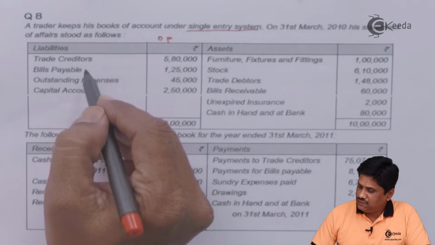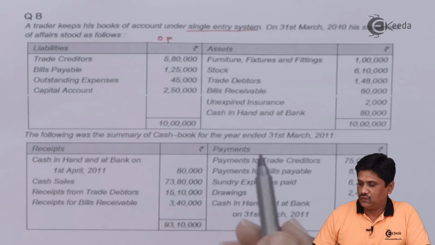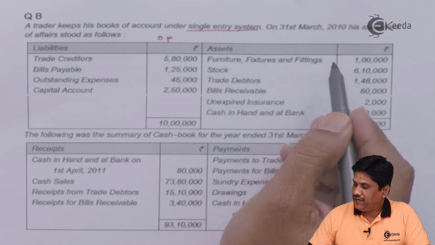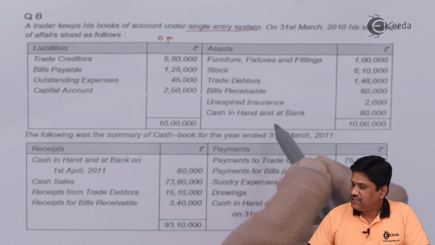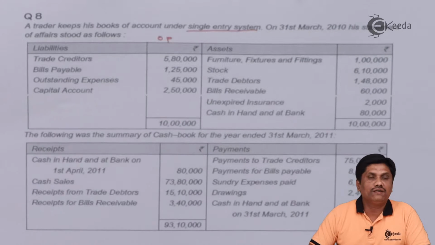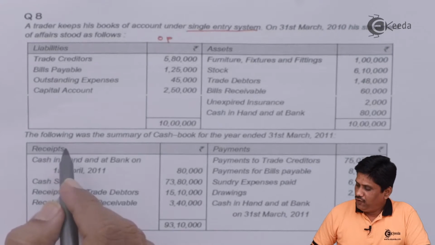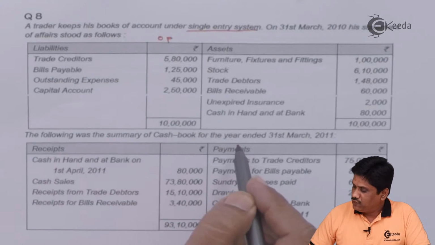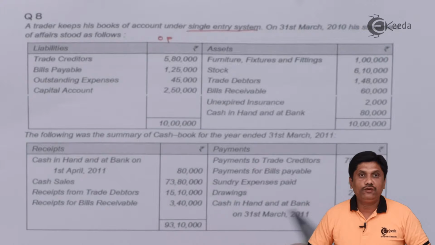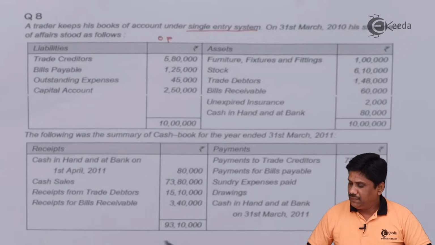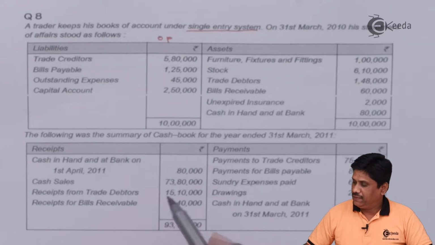They give you creditors, bills payable, outstanding expense, capital account, furniture, fixture and fitting, stock, trade debtors, bills receivable, unexpired insurance, cash in hand and bank. These are the balances given. The following was the summary of cash book for the year ended 31st March 2011. So they have given you cash book summary. That means cash account is readily provided by them.